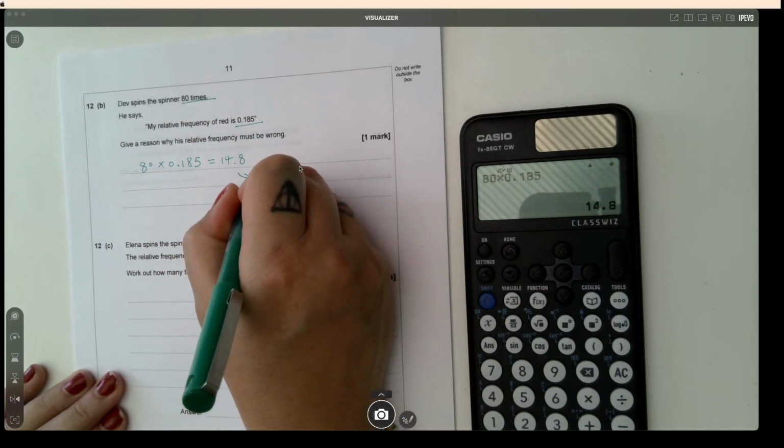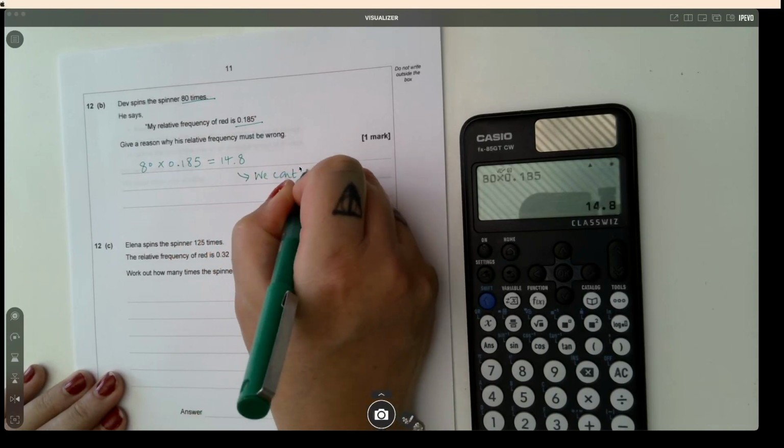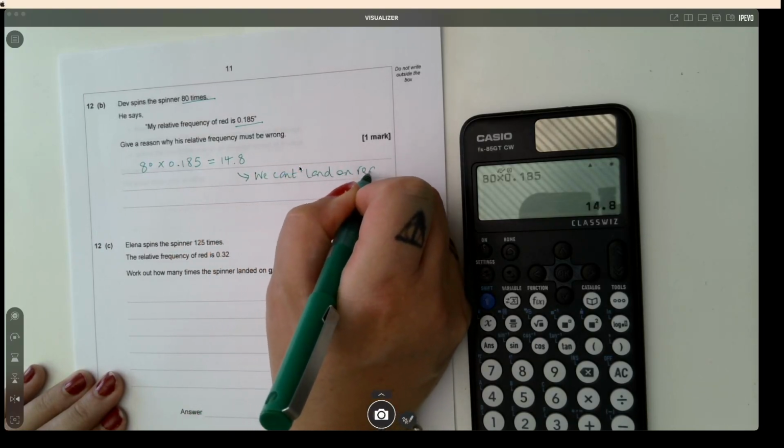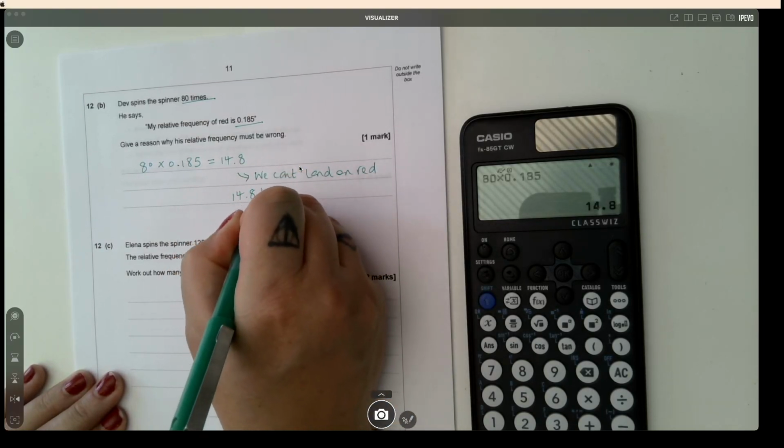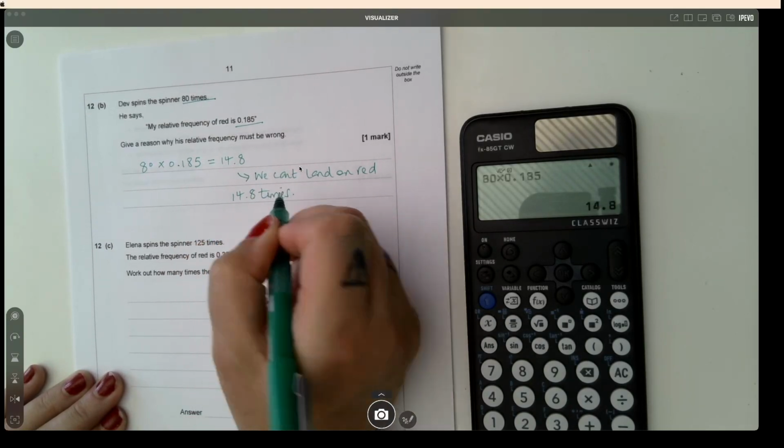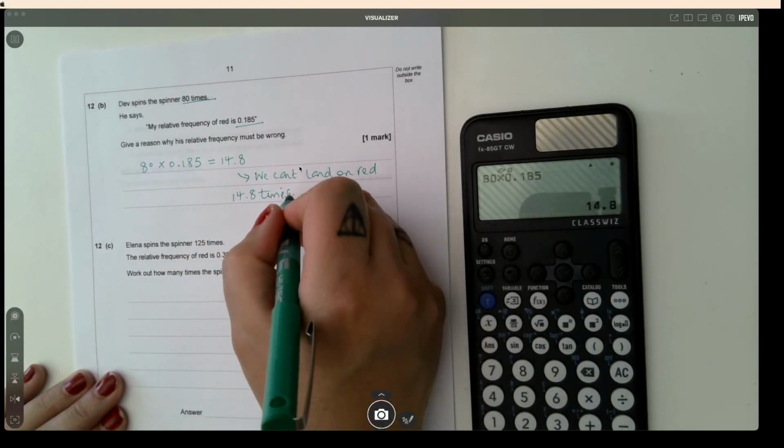We can't land on red 14.8 times. It's not a whole number.